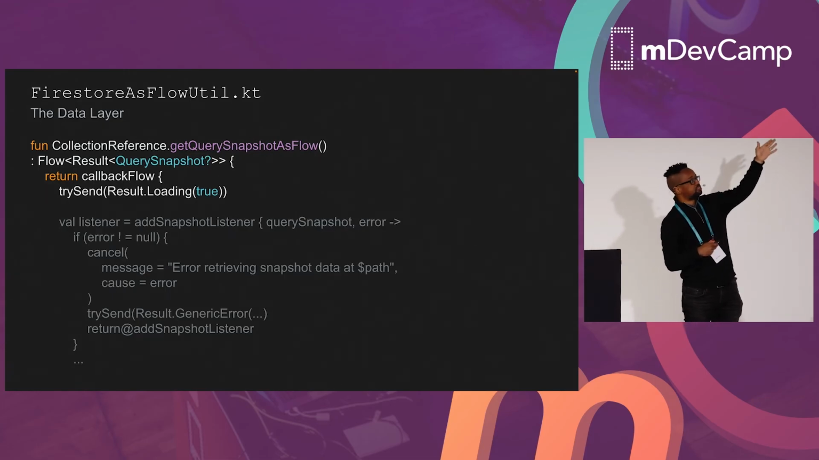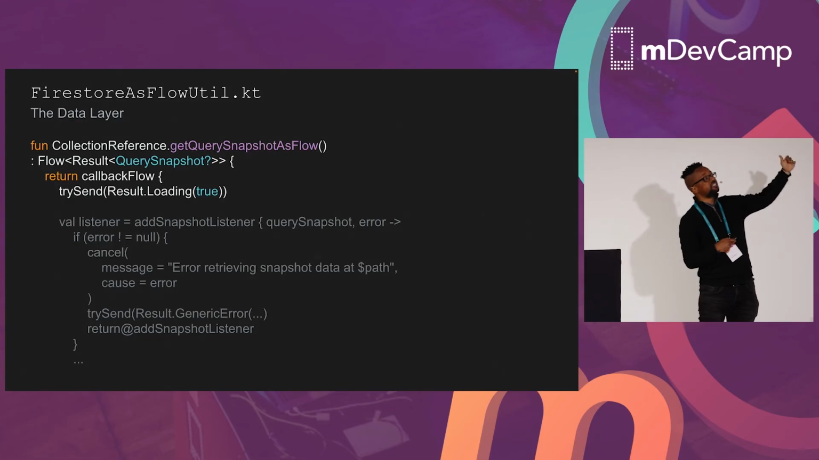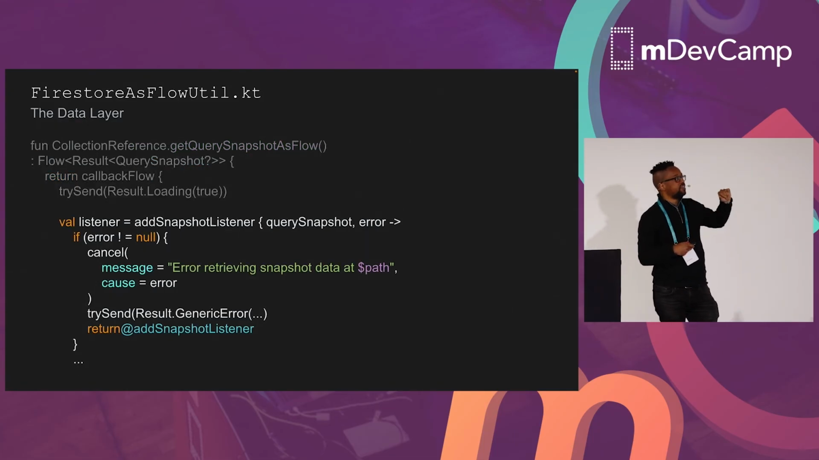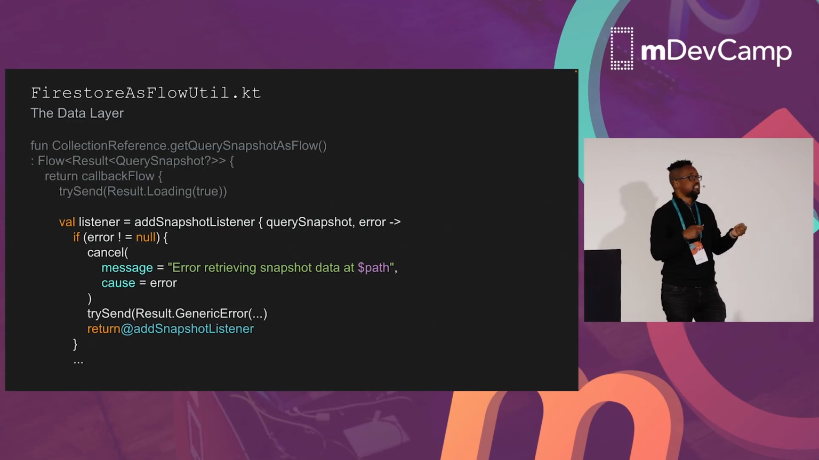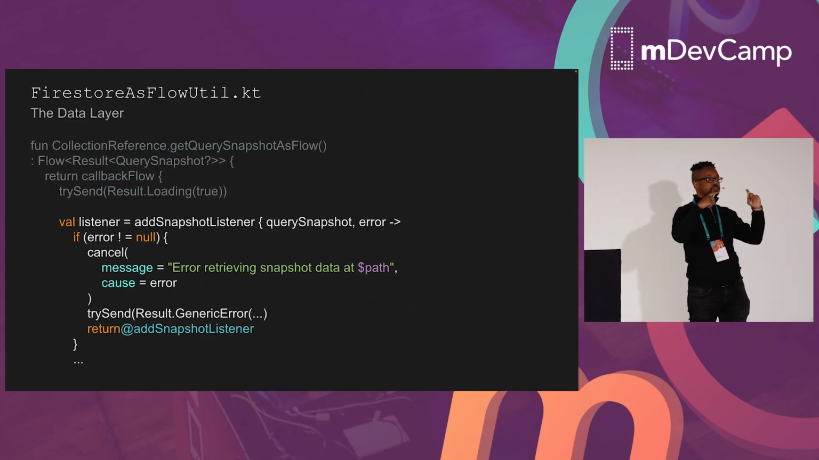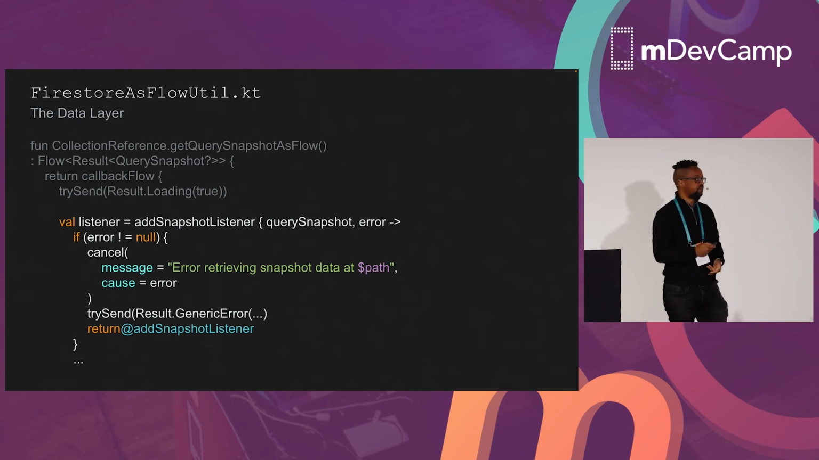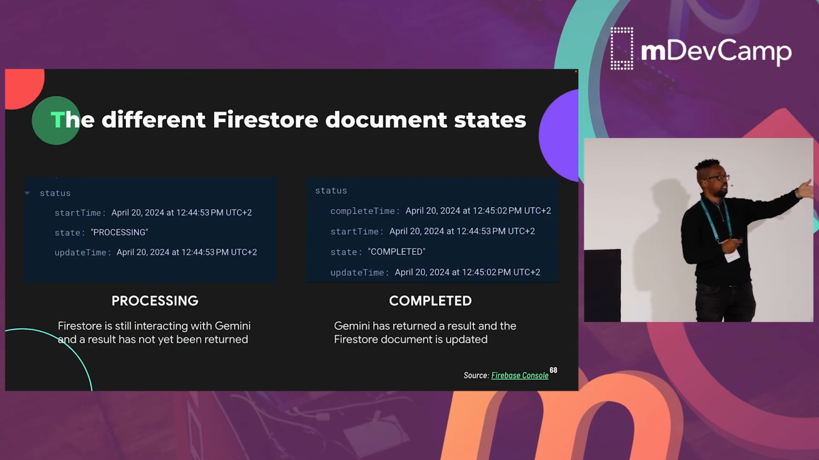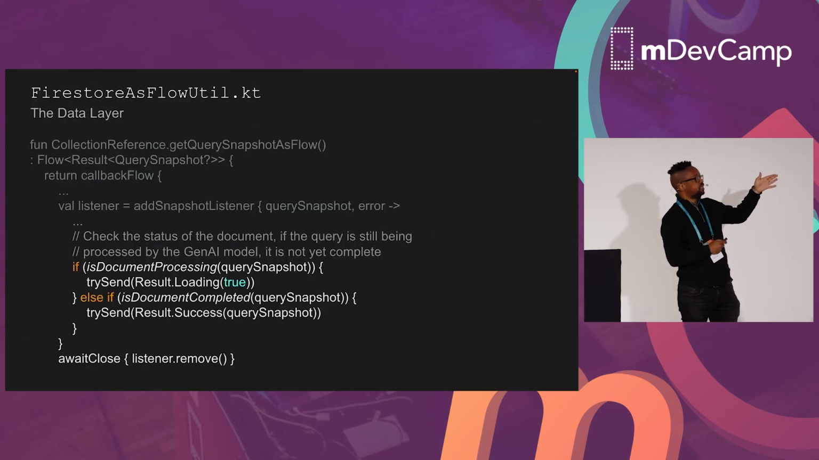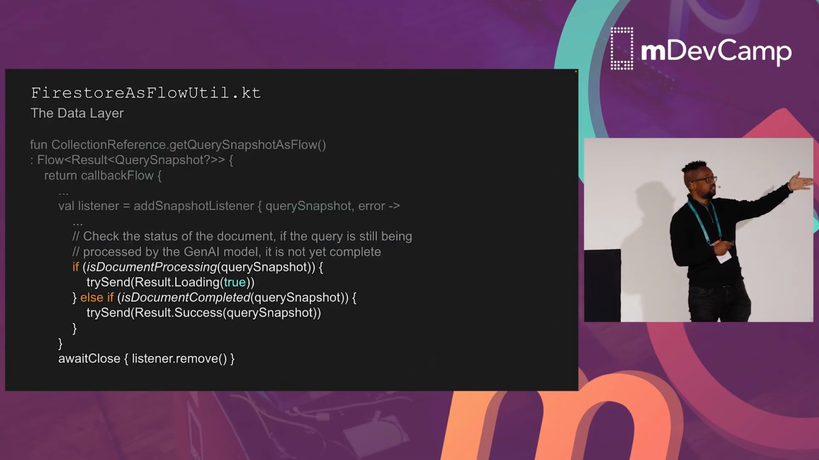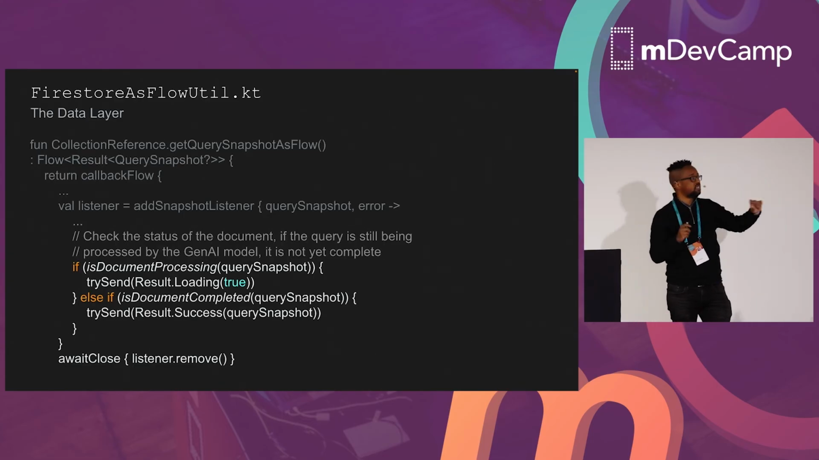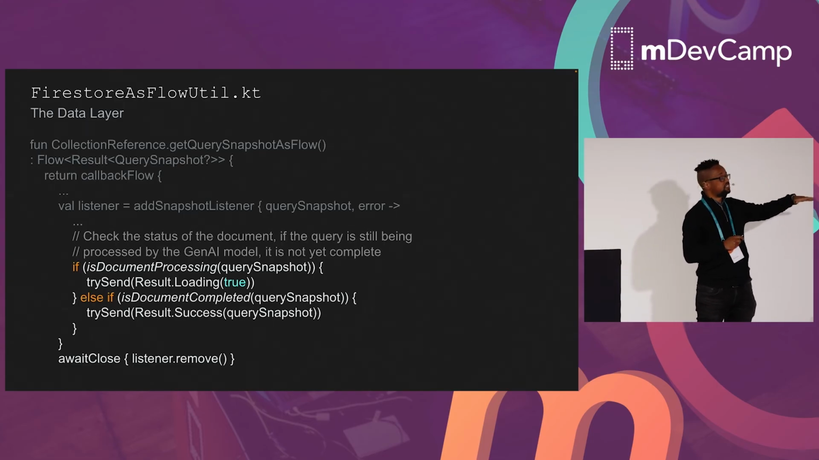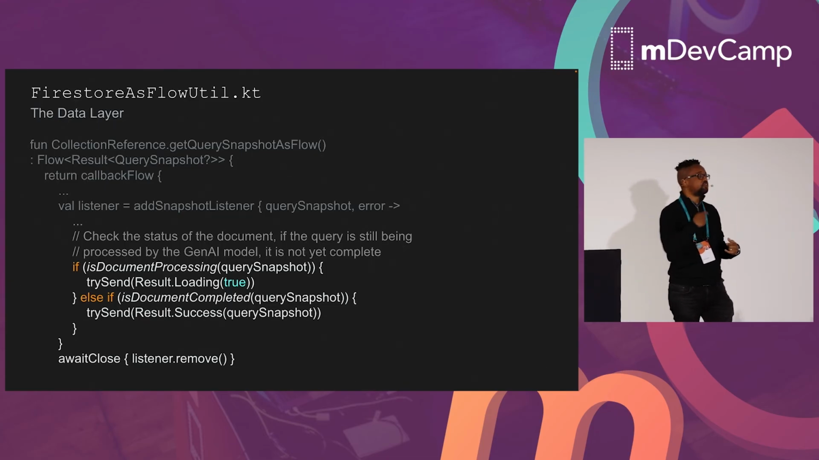What it does is return a callback flow. It will try to send immediately when it's loading, result loading. And then I add a snapshot listener. This is the part where I want to make sure that things are going right, so I can actually see that something is happening. If there's an error, I'll post that error and set it off as an error. And then there are two states, as I mentioned, processing and completed, and I listen to those statuses there. If the document is processing, this is a function I created, then try to send loading. But if it's success, then it means it's now finished, so you can now display the information there.